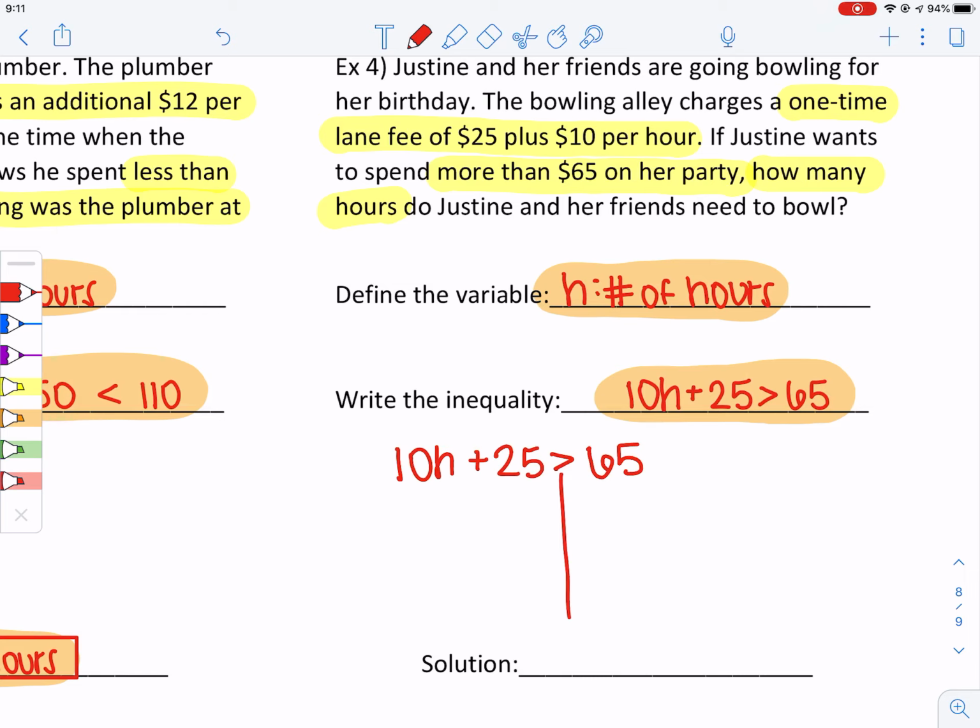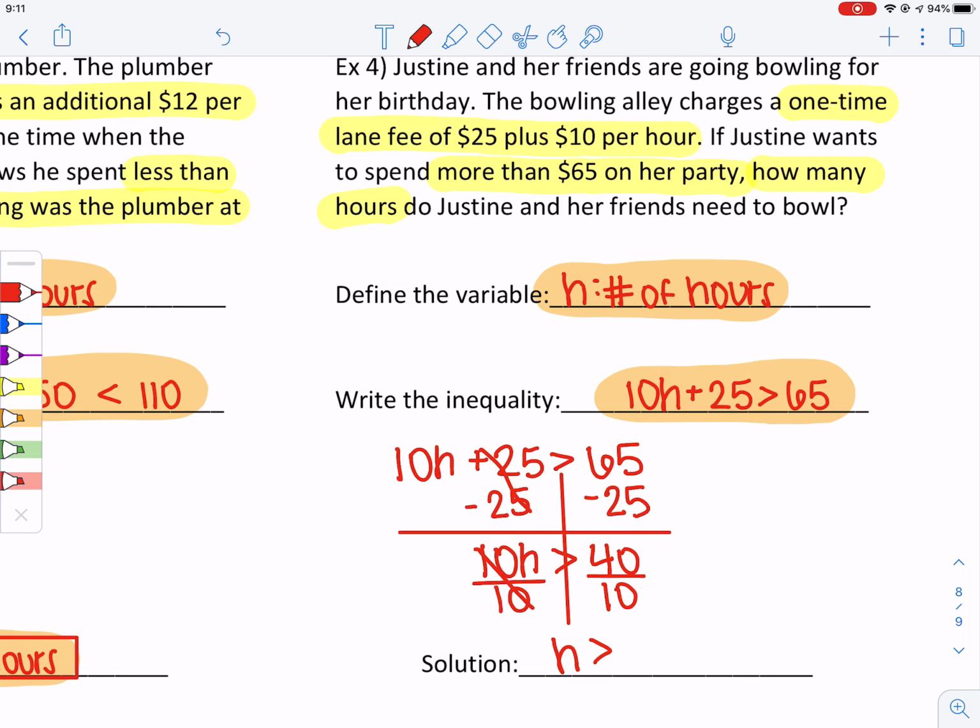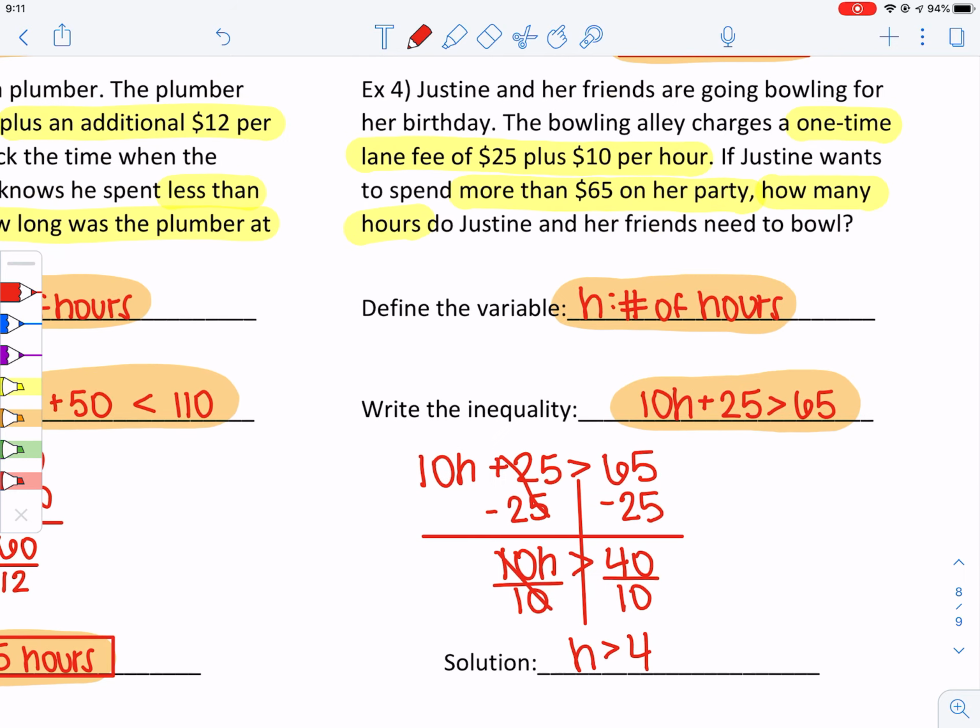Okay, when you go to solve this, we draw our line straight down. We're going to subtract 25 on each side, okay? Bring down your 10H. We have greater than in the middle. I know 65 minus 25 gives me 40. I'm going to divide this by 10, divide that by 10. So I know H is greater than, and then I know 40 divided by 10 is 4. And then we like to use variables that have to do with our label. That way it helps us decide that this stands for 4 hours.